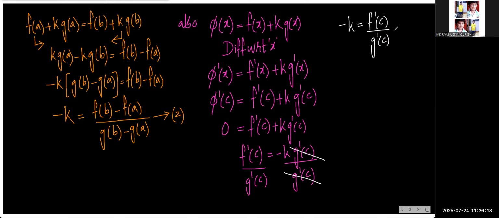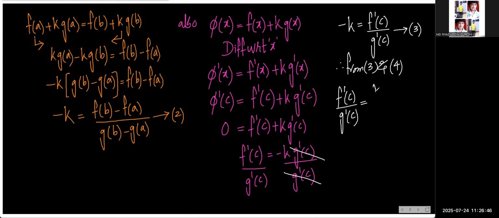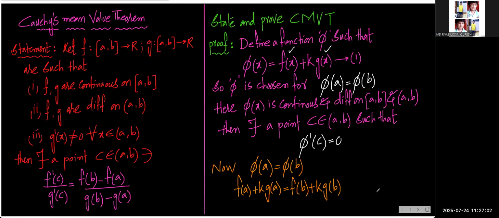Now we merge equation number 3 and 4. From 3 and 4 we say the final result, that is f dash of c by g dash of c is equal to f of b minus f of a by g of b minus g of a, which is the end of this theorem proof. Completed. Okay.